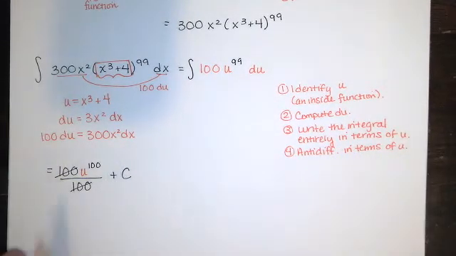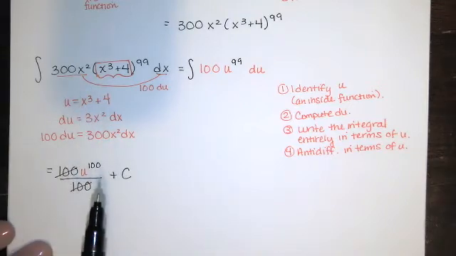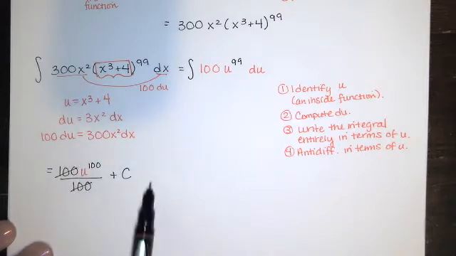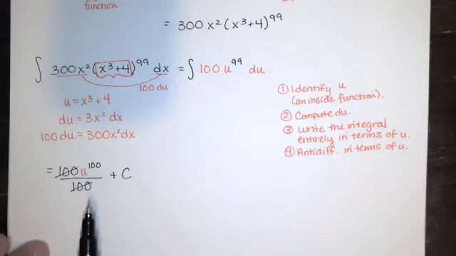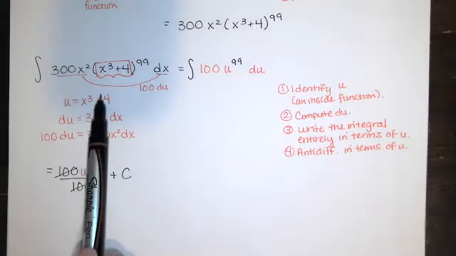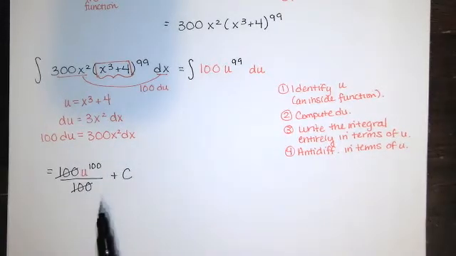And then we're not quite done yet. Remember, the answer is supposed to be a function that I can take the derivative of to get this. Well, if I take the derivative of this, I get 100u to the 99. There's no x's in it. So we always have to back substitute. U is just a placeholder. It's just a variable we invented so that we could take the antiderivative.